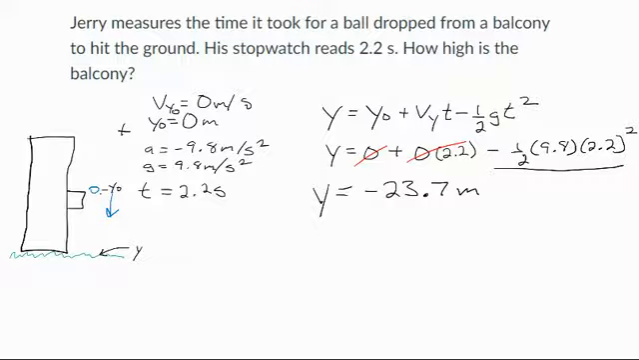So what that's saying is that this object is displaced 23.7 meters in the negative direction. So if you were to say how tall is the balcony, well, how high is the balcony? Well, it's the positive of that, right? 23.7 meters. Is that one of your options? I think it'd be 24. Yeah, you can round it up to 24. You know why? Because of the significant digits. Okay. So let me put that in here too.